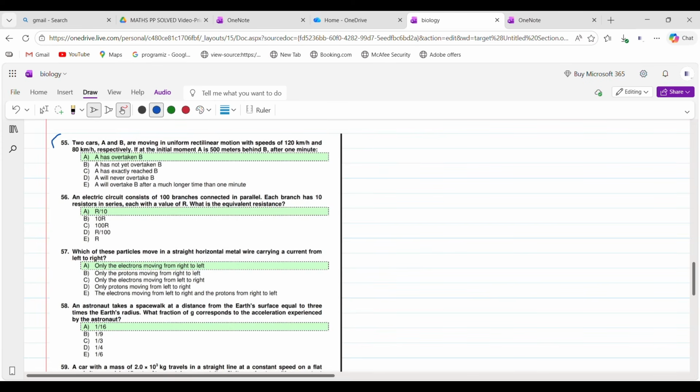So the very initial question of ours is: two cars A and B are moving in uniform rectilinear motion with speeds of 120 km and 80 km respectively. If at the initial moment A is 500 meters behind B, after 1 minute, what is going to happen? So basically they have given us the entire scenario. You don't have to take it as a question.